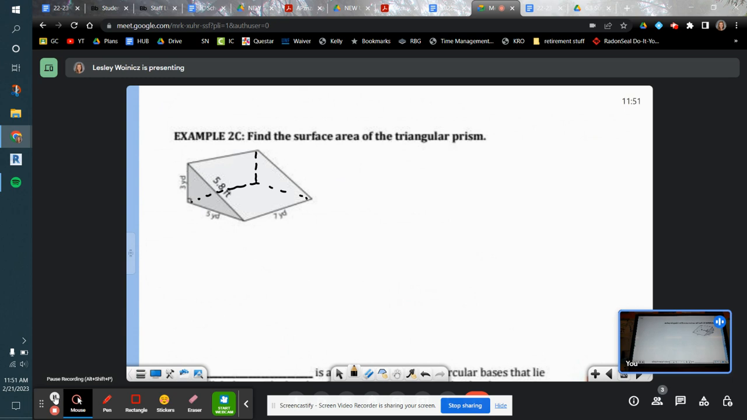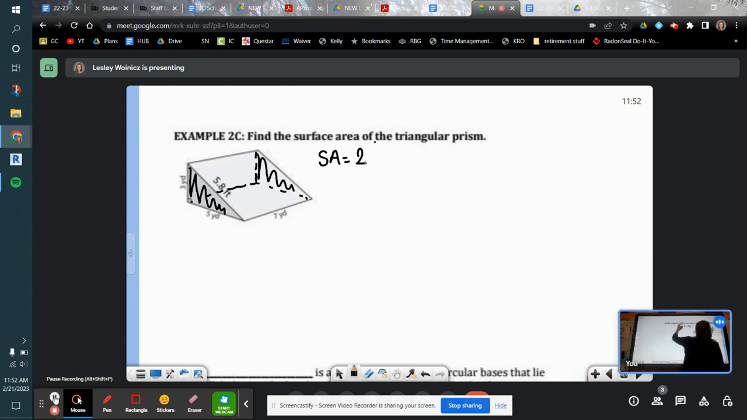So what's kind of tempting, do you guys see that it's really tempting to say that this is the base? Do you see that that's not the base? It's just the face it's sitting on. So the bases are the congruent triangle faces. Those are the bases. Everybody happy with that? Okay. So we've got 2 of them.